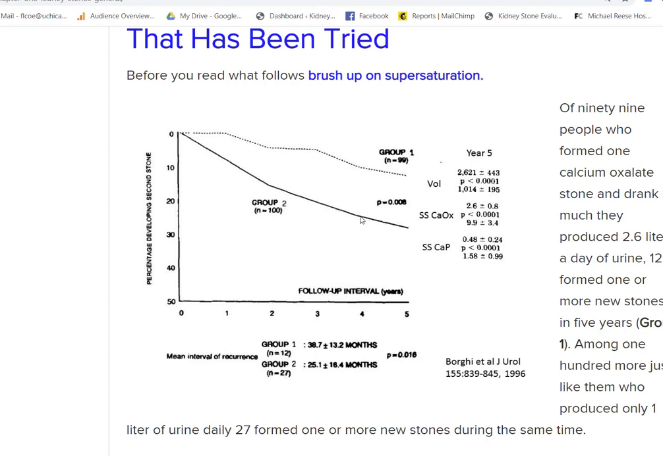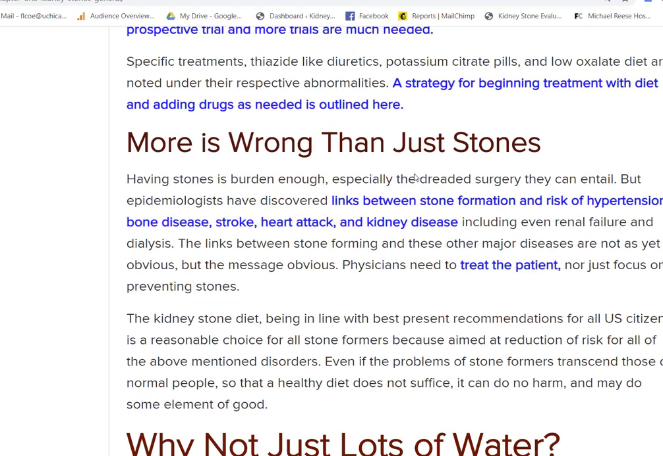Now, I suspect 1.7, 1.8 liters would have given you close to this with a lot less trouble. So I don't think that for single stone formers water won't work. I suspect it will work. It's just a poor treatment. Here's why it's a poor treatment.